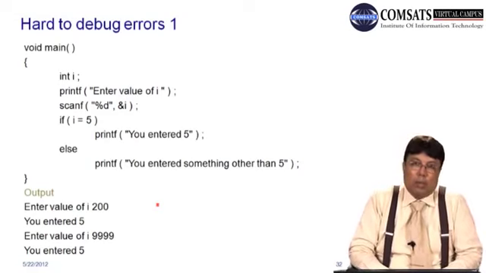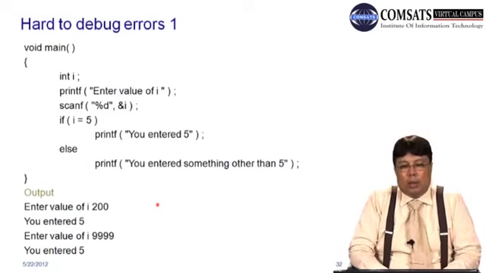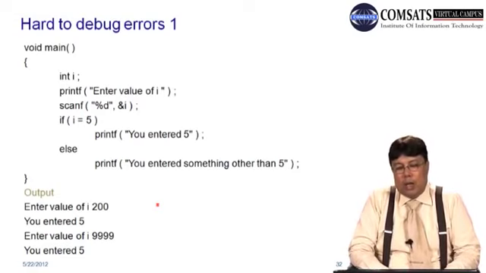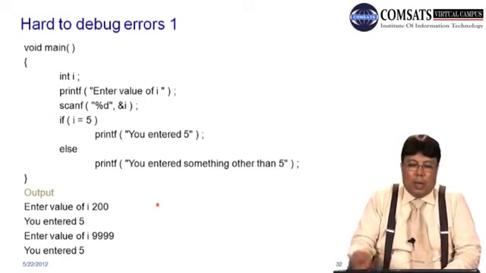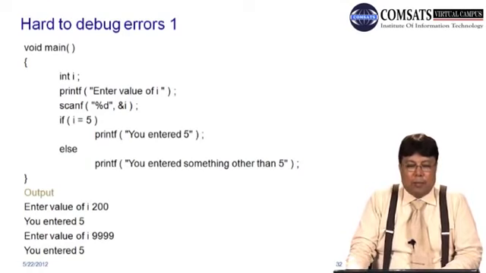Now suppose you type 200, तो इसको क्या लिखना चाहिए? इसको प्रिंट करना चाहिए you entered something other than 5, but it will say you entered 5. भाई इधर कैसे चला गया है कंट्रोल? Okay, control should not go here. So what mistake we have done here? Can you find out the mistake? Just concentrate here in this statement.